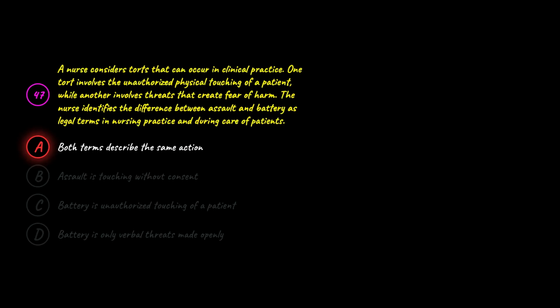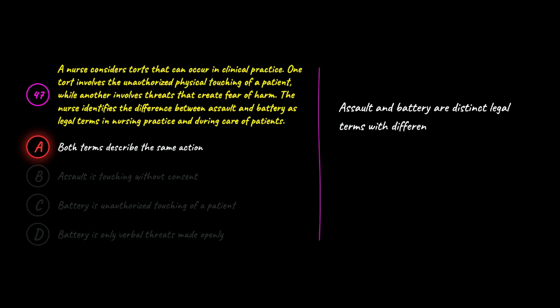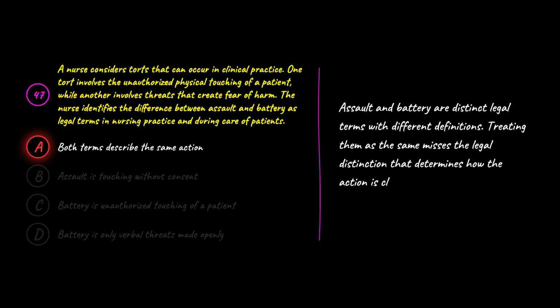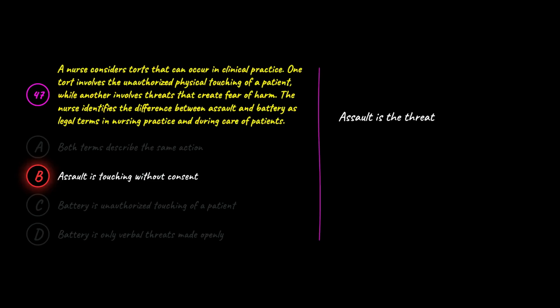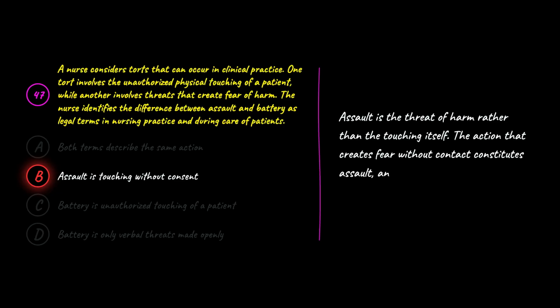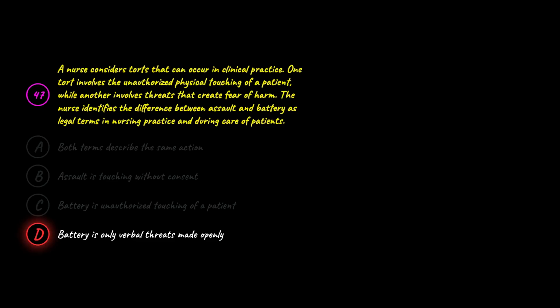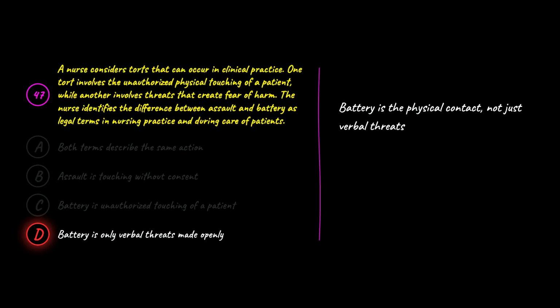is used. A is wrong because assault and battery are distinct legal terms with different definitions. Treating them as the same misses the legal distinction that determines how the action is classified and the response that follows during a complaint. B is wrong because assault is the threat of harm rather than the touching itself. The action that creates fear without contact constitutes assault, and the touching that follows constitutes battery if no consent has been obtained. D is wrong because battery is the physical contact, not just verbal threats made openly.